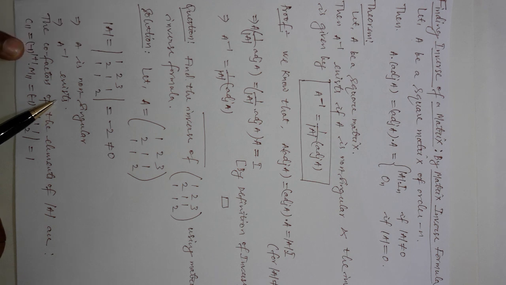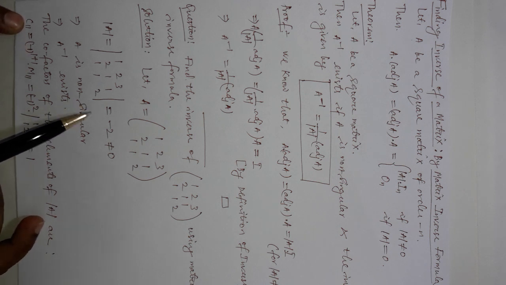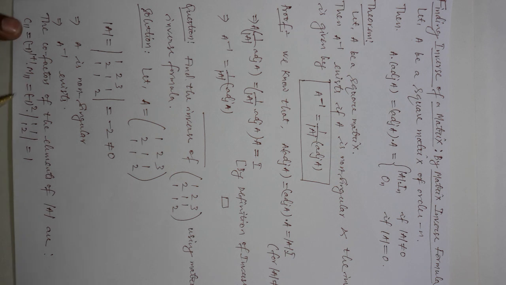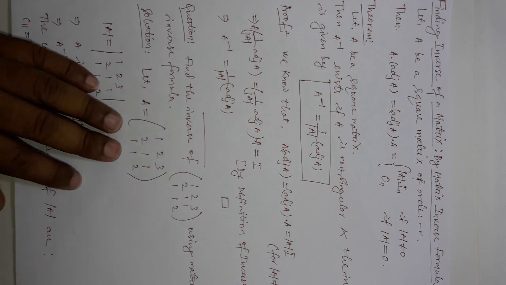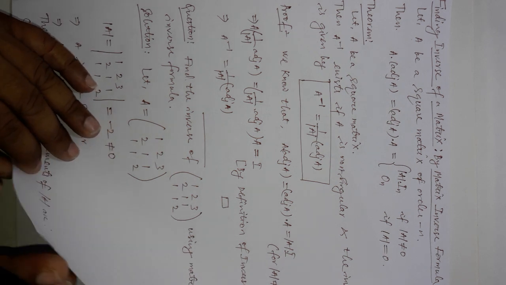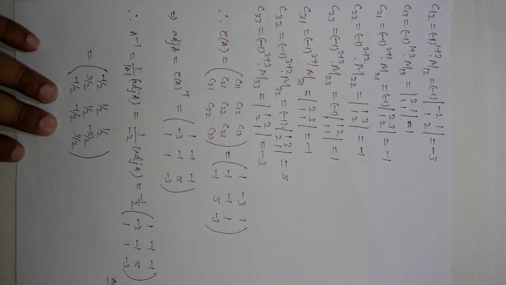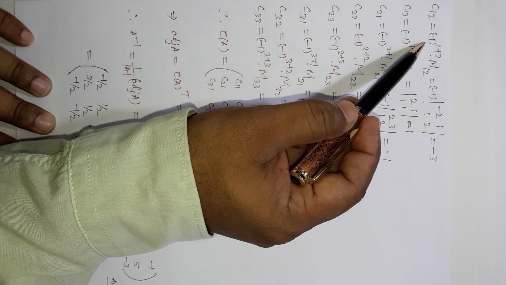So, for that we need cofactors, because adjoint is made up of cofactors. So, the cofactors of the elements of the determinant of the matrix A are C11, and you can calculate the cofactors as we have discussed this before, one by one. See, I have calculated all the cofactors.